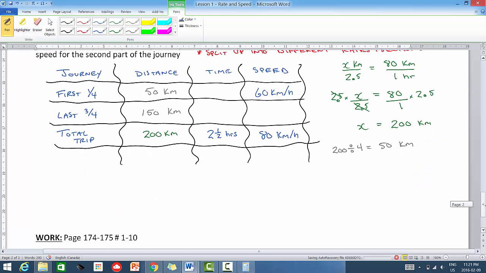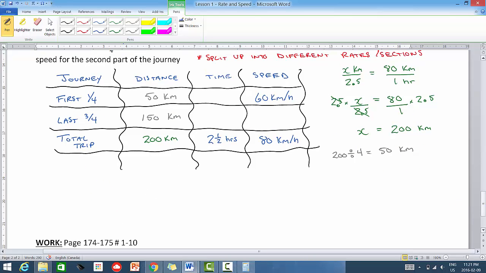So let's keep going. You're gradually filling out pieces of the chart as you go along, and eventually you're hoping that it leads you down to here. That's going to happen when you get a value for time under the last 3 quarters, because that's what it's asking you, the speed for the second part of the journey.